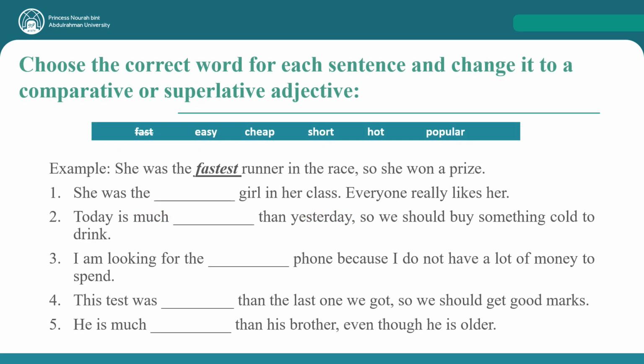Let's look at these sentences and choose the correct word for each sentence, and then we've got to change it to a comparative or superlative adjective depending on what fits the sentence. So for example, she was the fastest runner in the race, so she won a prize. If we look at the adjectives in the box, we have fast, easy, cheap, short, hot and popular. Fast is the best adjective for the sentence, but then we have to change the word fast to a comparative or superlative adjective. In this case, we're comparing the runner to all the runners in the race, so three or more runners, so we have to use a superlative adjective, and we get she was the fastest runner in the race, so she won a prize.